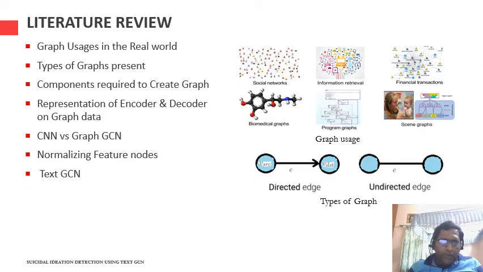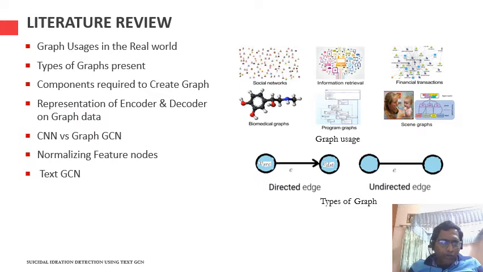As part of the literature review, we listed out the real-world usage of graphs. They are widely used in information retrieval systems, in finding new medicines, and also in financial transactions. We also listed out different types of graphs, like directed, undirected, and totally connected graphs, and the different components and parameters required to construct a graph.